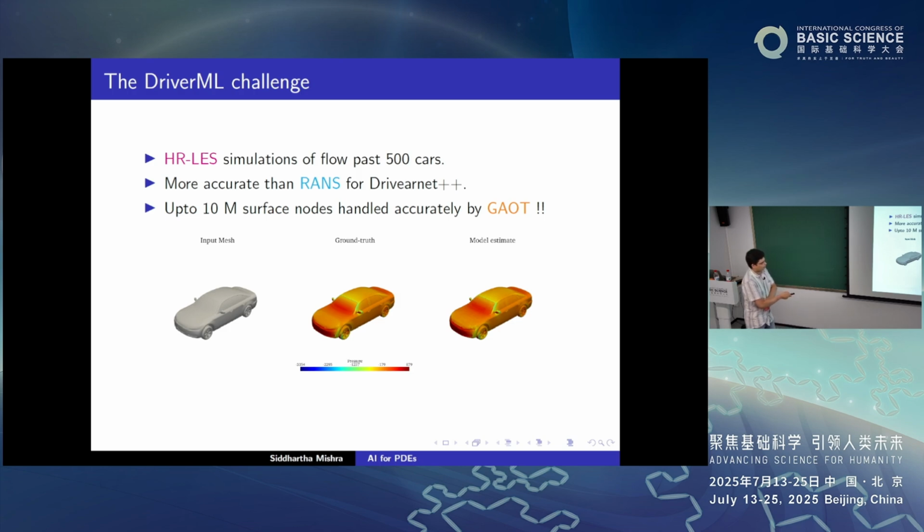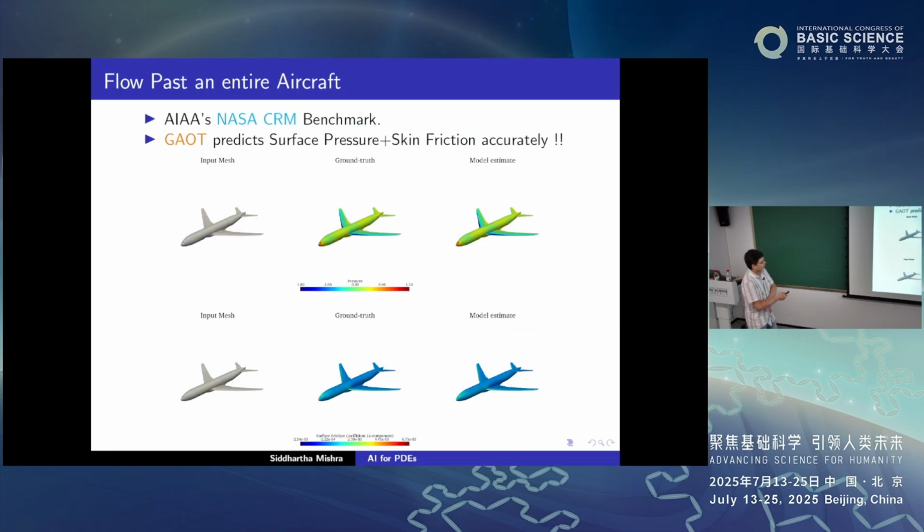Again, no problems whatsoever. We were able to do it again in a day. This is only 500 cars, so it's not so much data, but the errors are very small. You can really calculate that. So this is quite satisfactory, and we can actually do a full aircraft now. So no problem with that.